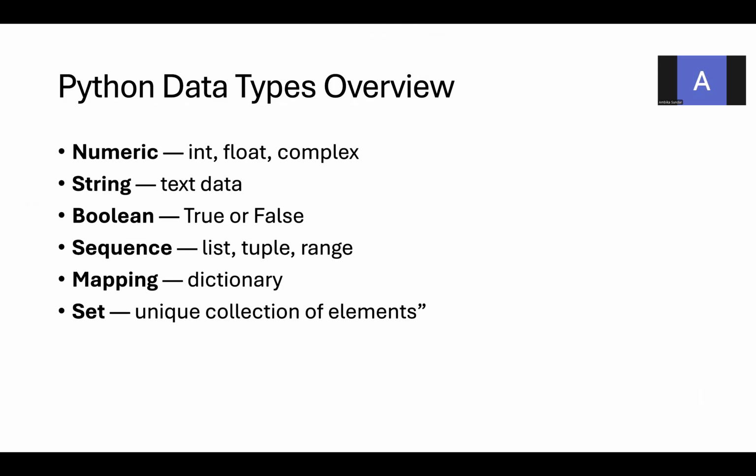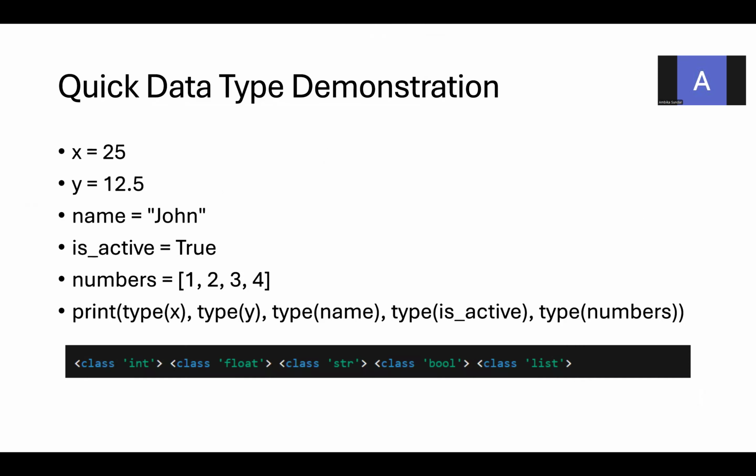Mapping means dictionary. You are going to relate a value with a key. Key colon value, it comes with the dictionary. Set is a unique collection of elements. This also holds a collection of different data types, but it always maintains unique data. It removes the duplicates. This is the Python data types overview.